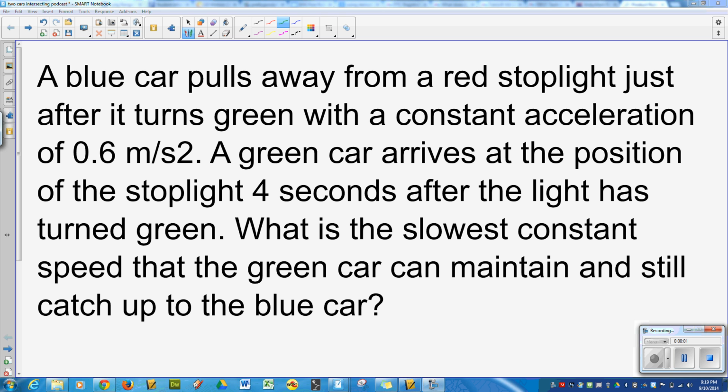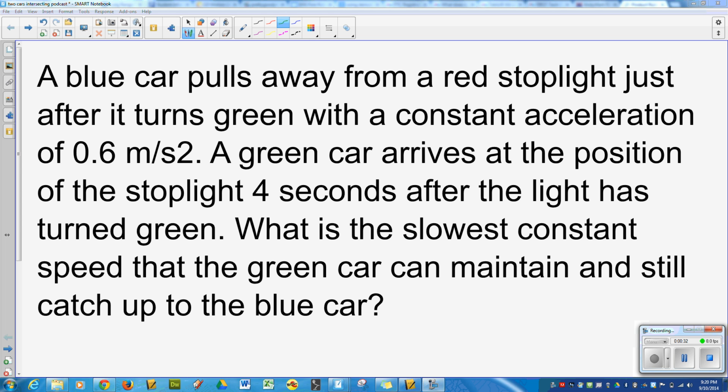In this question, we're looking at a situation where there are two cars traveling at different rates, and we want to find out one of the motion equations that allows them to intersect. This is a common type of problem that you'll see, and it demonstrates several different mathematical properties or processes.